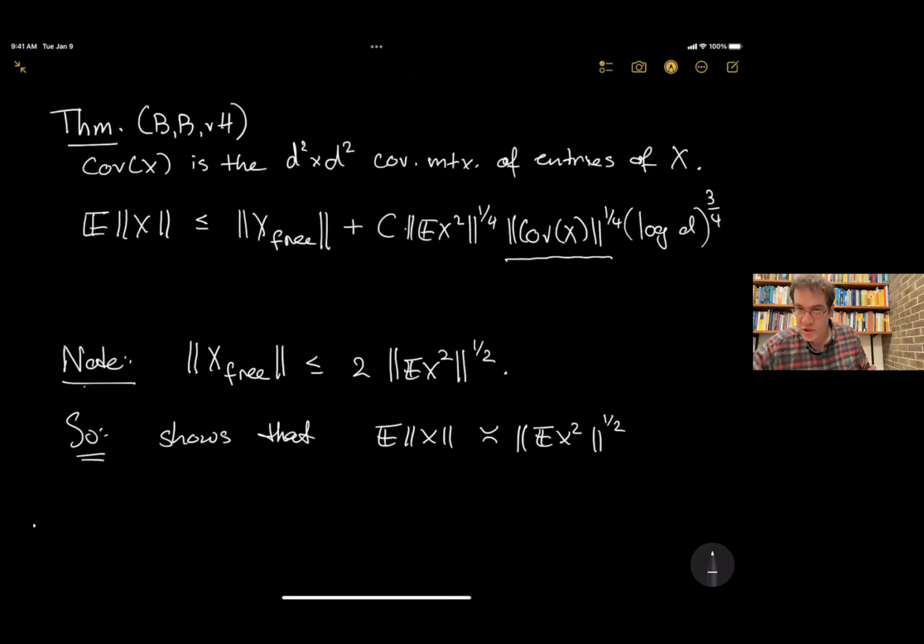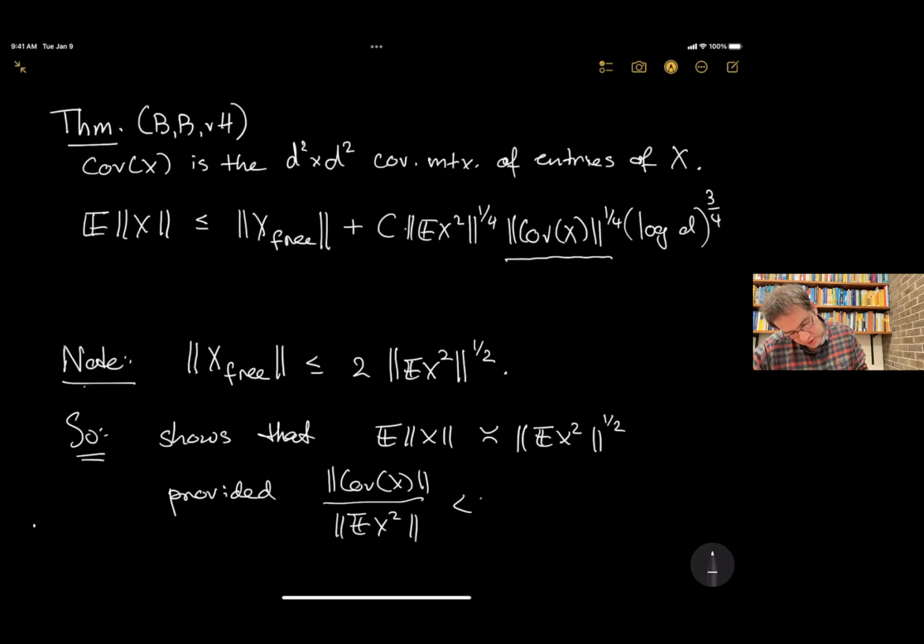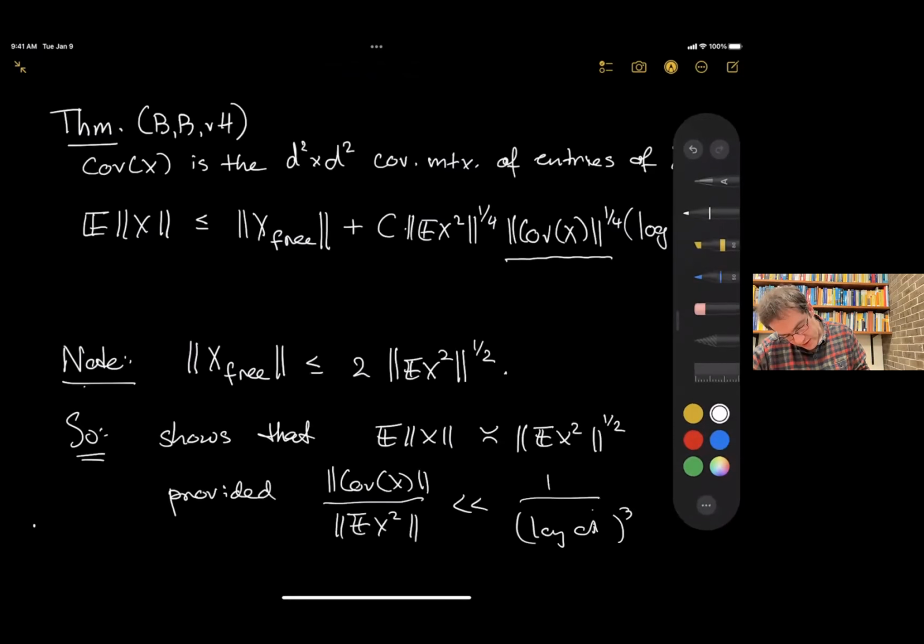So in the non-commutative Khinchin inequality, we can remove the log D, provided that the second term is much smaller over here, so that the norm of the covariance matrix of X divided by the norm of the expectation of X squared is much, much smaller than 1 over log D cubed. But this condition here is a very, very weak condition.